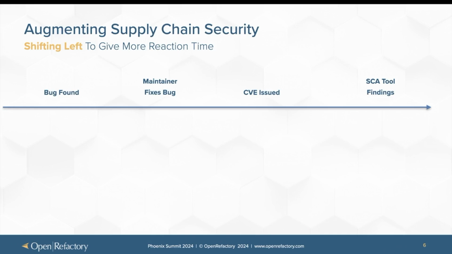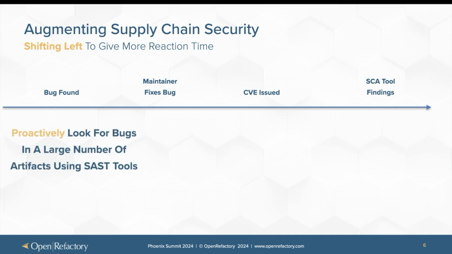But before there are vulnerabilities, there were bugs. There were probably some bugs that were reported to an open source maintainer. The open source maintainer fixes a bug and then issues a CVE, or a common vulnerability enumeration, to notify everyone of that potential problem that has been fixed in the software. It's only at that point the SCA tools notice that particular CVE and then make that available in their report.